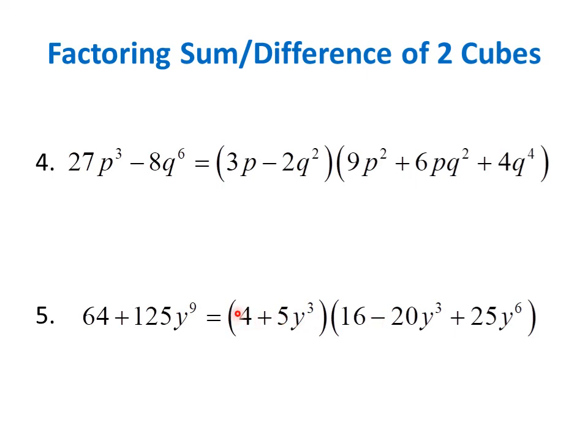Okay, the second term is the product of the two terms in the binomial factor. So we have to multiply these two. 4 times 5, 20. Then you have y cubed, so y cubed. Okay, plus, the last term is again the square of the second term in the binomial factor. So 5 times 5, 25. Y cubed squared, or the square of y cubed. So multiply the exponent 3 by 2. That's y to the 6.